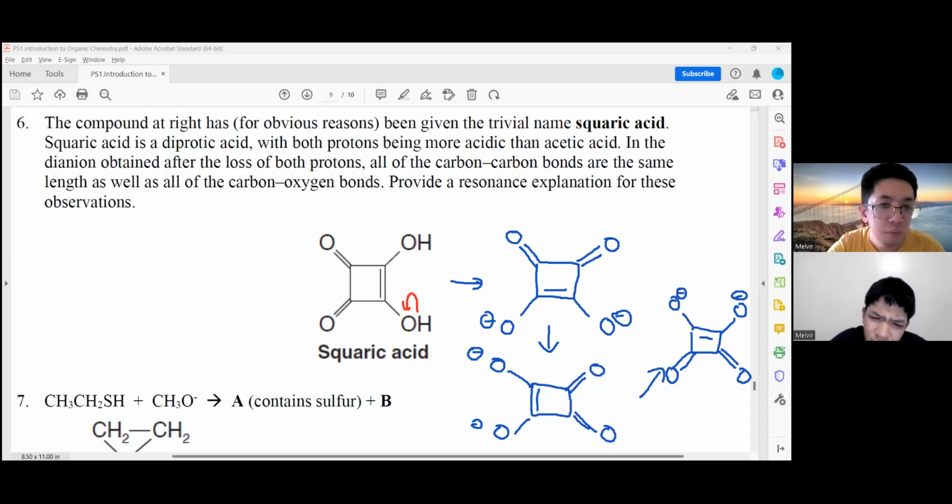Wait. Kailangan yata po, pwede ba po yan muna? Tanggalin ko po muna to. Sige, go ahead. Ang tanong ko kasi diyan, Josh, ilan ang resonance structures mo?